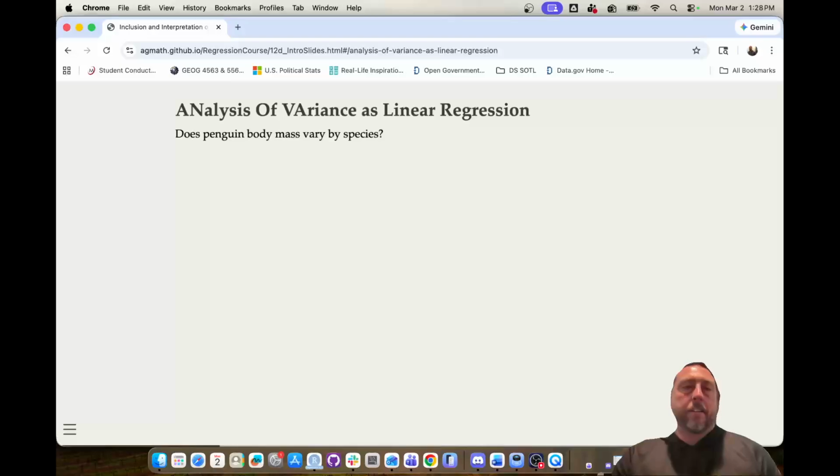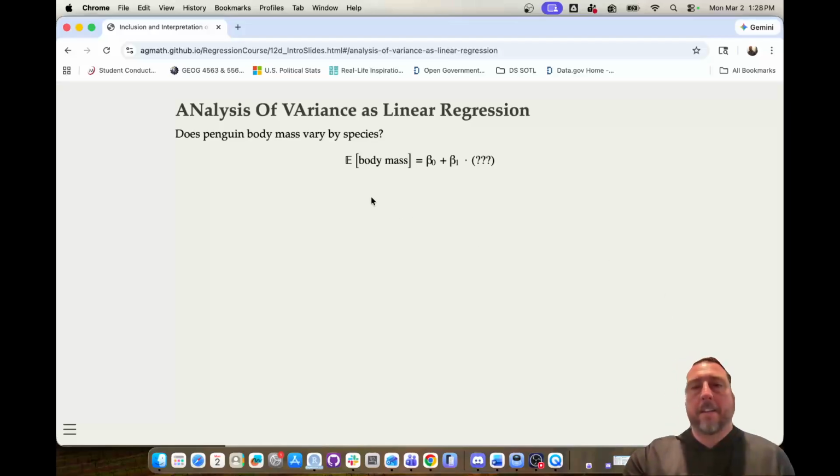Let's revisit analysis of variance, but do it as a linear regression model. So again, we're going to ask the question, does penguin body mass vary by species? Instead of using the aov function, though, now what we're going to do is use our, at least more recently familiar, tidymodels framework. So if we're going to do this, we're proposing a model that's going to predict expected body mass using some intercept and then maybe a slope times species. But again, multiplying that slope times species like Adelie or Gentoo is going to pose some problems. So we need to figure out what actually is going to go here.